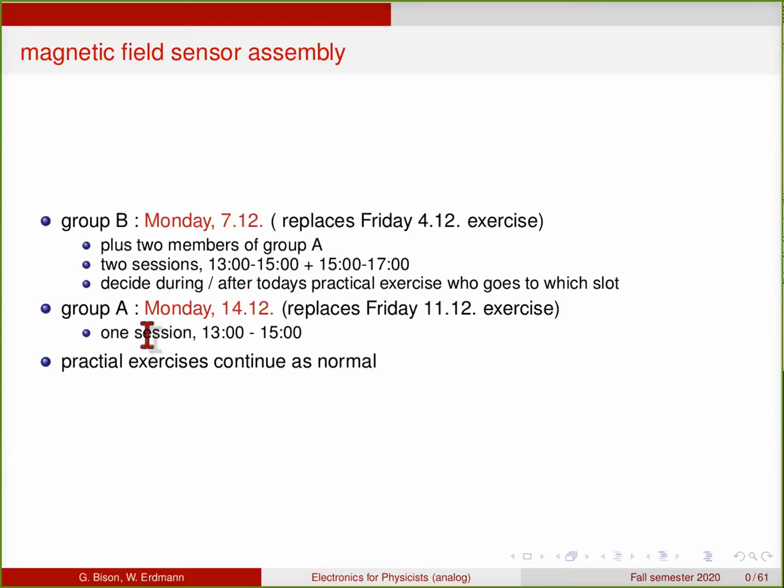And then for Group A, the assembly session will be in the following week, which replaces the exercise of the 11th. There we need only one session from 1 to 3. The practical exercises here in the PK room will just continue as normal. So if this doesn't work for you, please get in touch with us.